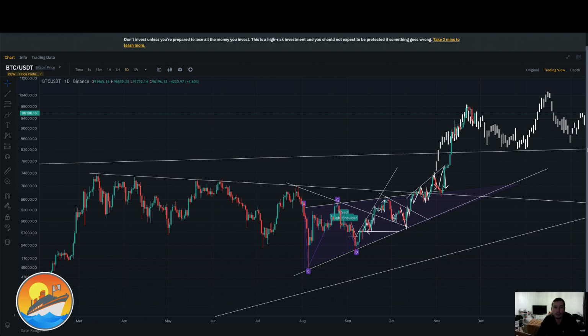ICP, Internet Computer, what Internet Computer is all about. We're going to talk some fundamentals, what makes it unique. We're going to talk some chart analysis, ICP compared to the dollar. Of course, we're going to talk some traditional markets such as S&P 500.